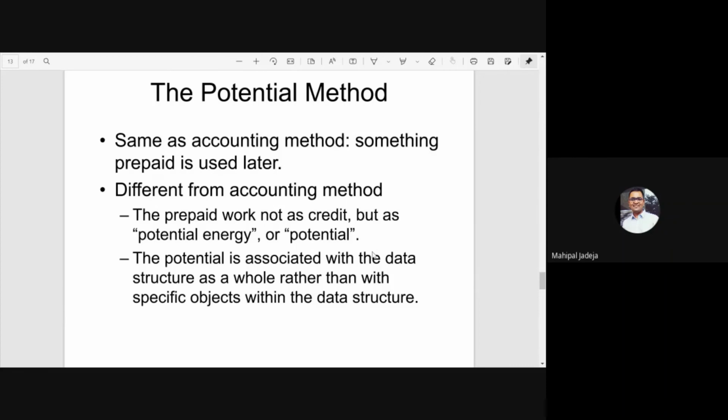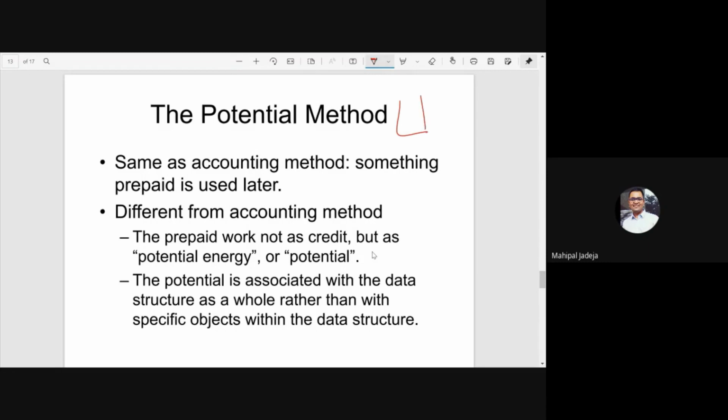Let's say I insert 5 elements in my stack. In the accounting method, an extra $1 will be associated with each and every object. But in the potential method, I am interested in how much change there is in the number of elements in this data structure. Initially the number of elements was 0, now it is 5, so the potential difference is 5. And this difference is stored in the stack, not in the elements of the stack. That is the difference between the accounting method and the potential method.